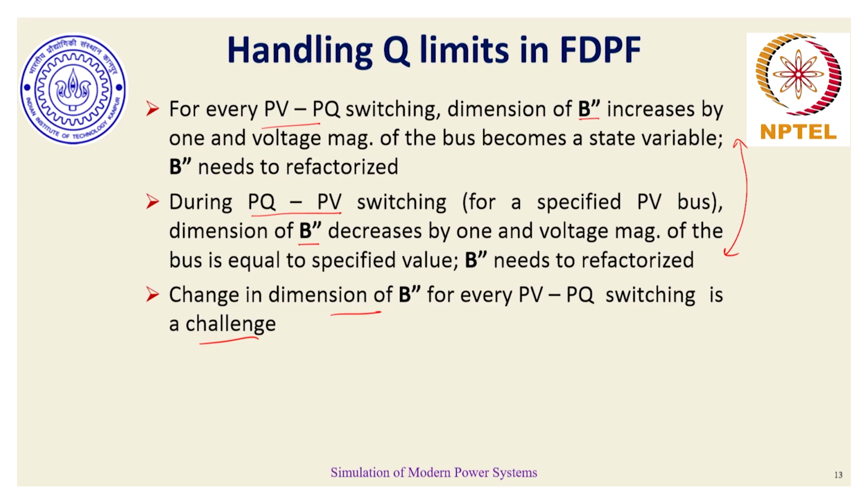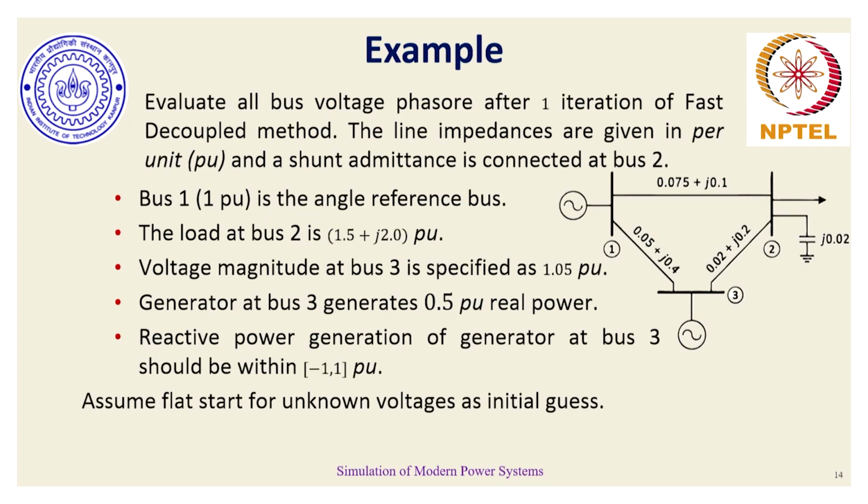If the B double dash dimension is changing, the corresponding factors would also change. Although the elements may not change, the factors are definitely going to change. So it's still a challenge. I'll conclude the discussion with an example of fast decoupled power flow. The system data is the same data that we discussed in the last two discussions, one being on Newton-Raphson power flow for rectangular coordinates and the other being on the participation factor power flow.